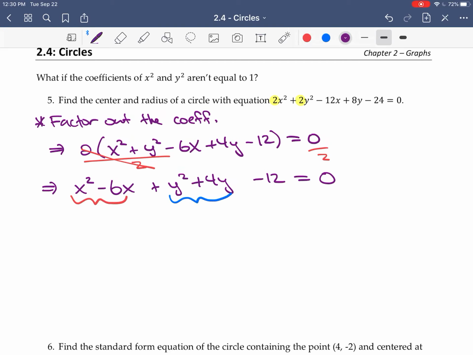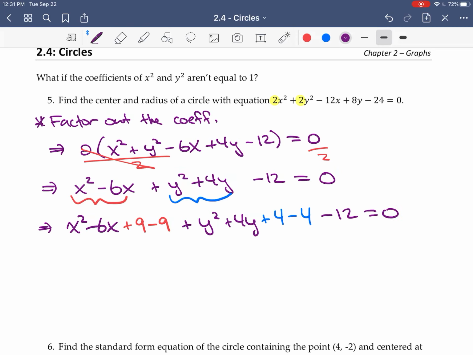So we complete each of them. To do that, for the x's, half of negative 6 is negative 3. So it's going to be (x - 3)², which means I take these two terms, but then add negative 3 squared, which is 9, and also subtract 9 so that I haven't actually changed anything. Now for the y's, half of the 4 is 2, so I want to take these two terms, then add 2 squared, which is 4, and then subtract 2 squared, which is 4, and then I still have the minus 12.